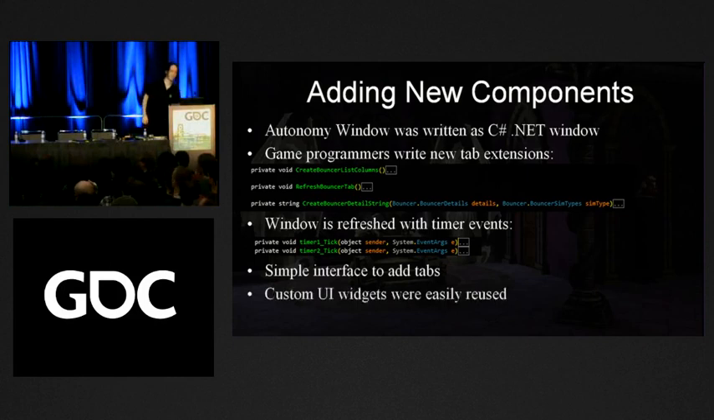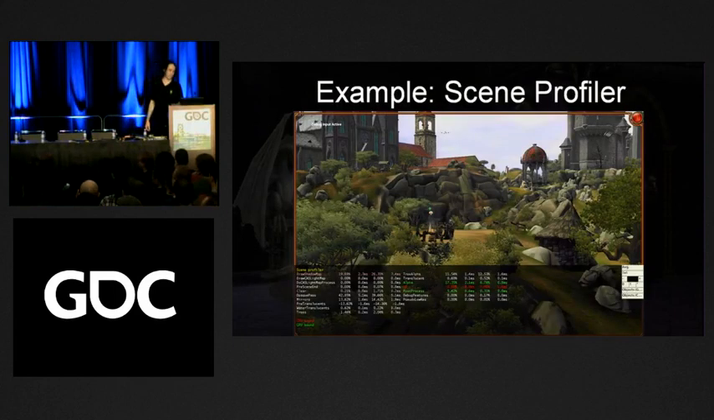We added these tabs. These custom UI widgets were very easily reused, and almost all of those tabs, by the way, use that data grid view control, because that's really what you want: a big grid of stuff. That was really cool. That worked really well. Let's look at another example. This is more of a C++ example.